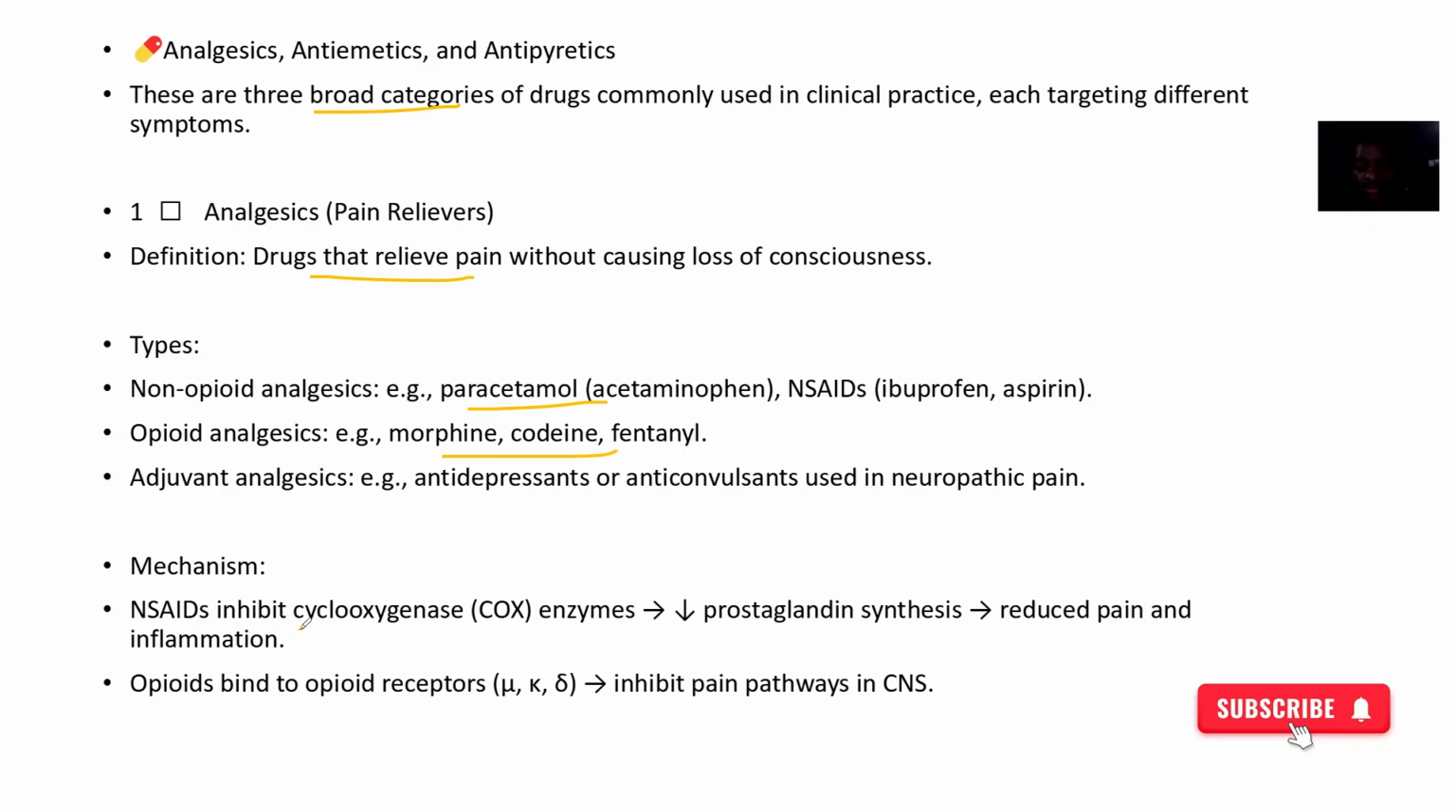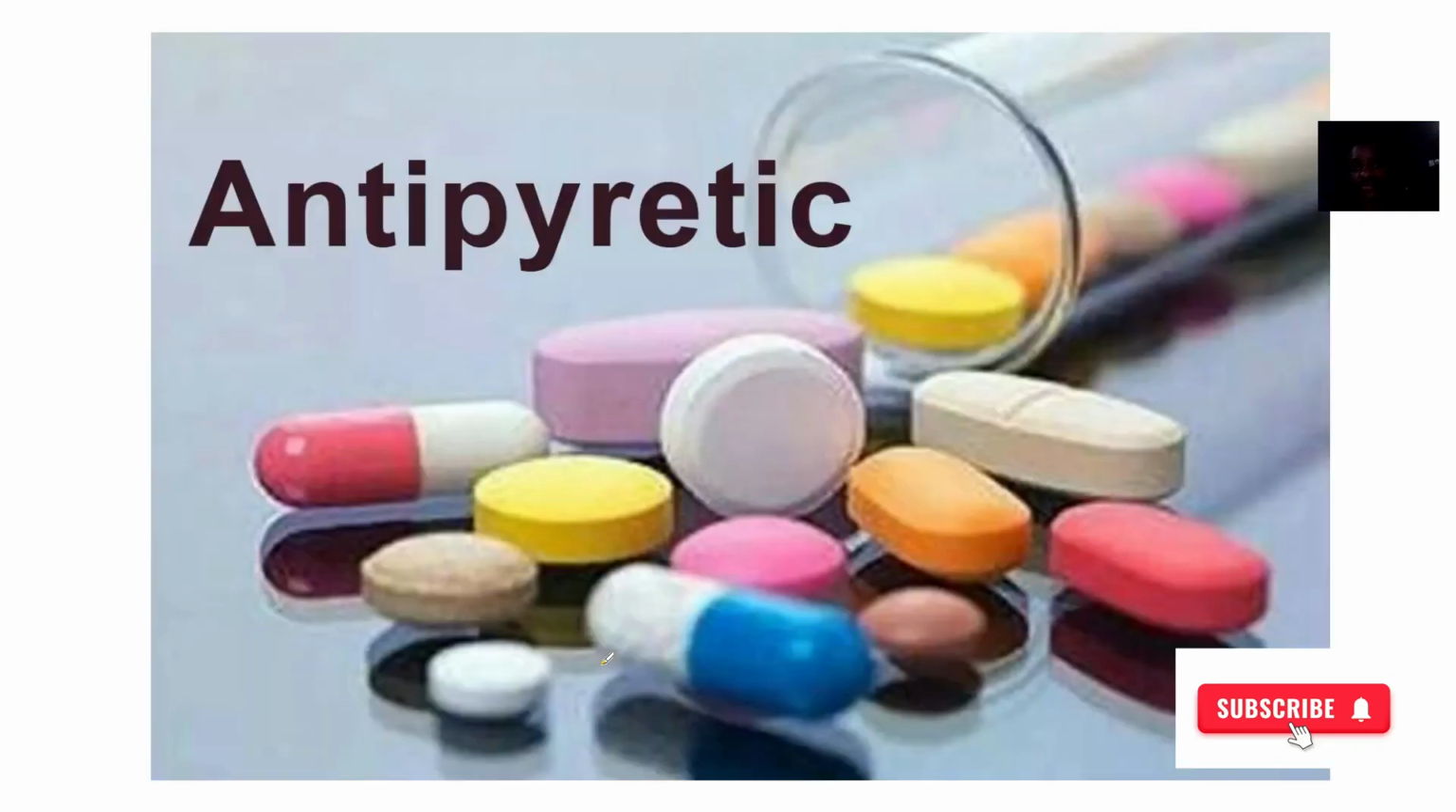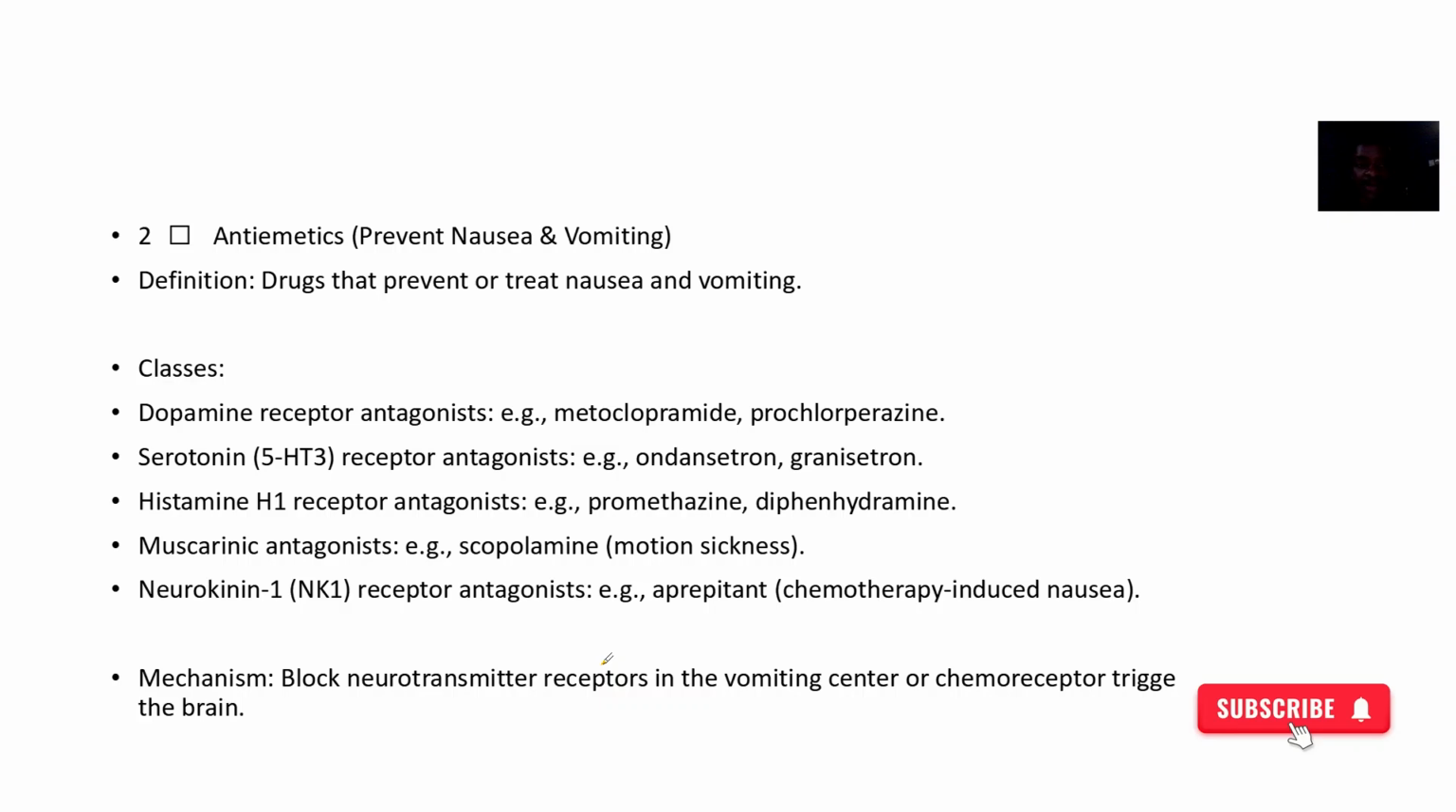So how do they work? They basically attack the enzymes that lead to production of prostaglandins, that's the cyclooxygenase enzymes. We have cyclooxygenase enzyme 1 and cyclooxygenase enzyme 2. When you attack those enzymes, you reduce the production of the prostaglandins. Then the opioids are the ones that bind to the opioid receptors. How about antipyretics? Antiemetics first.